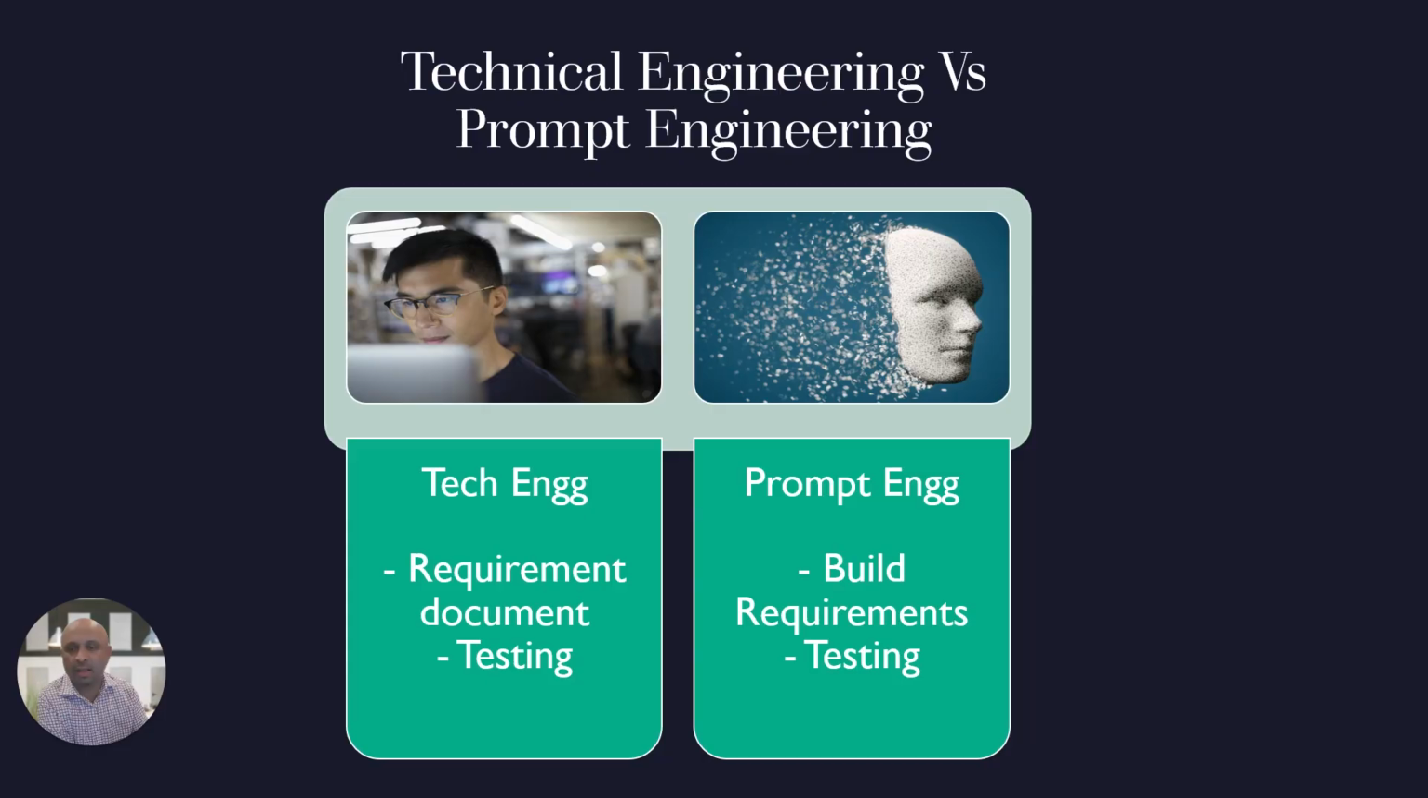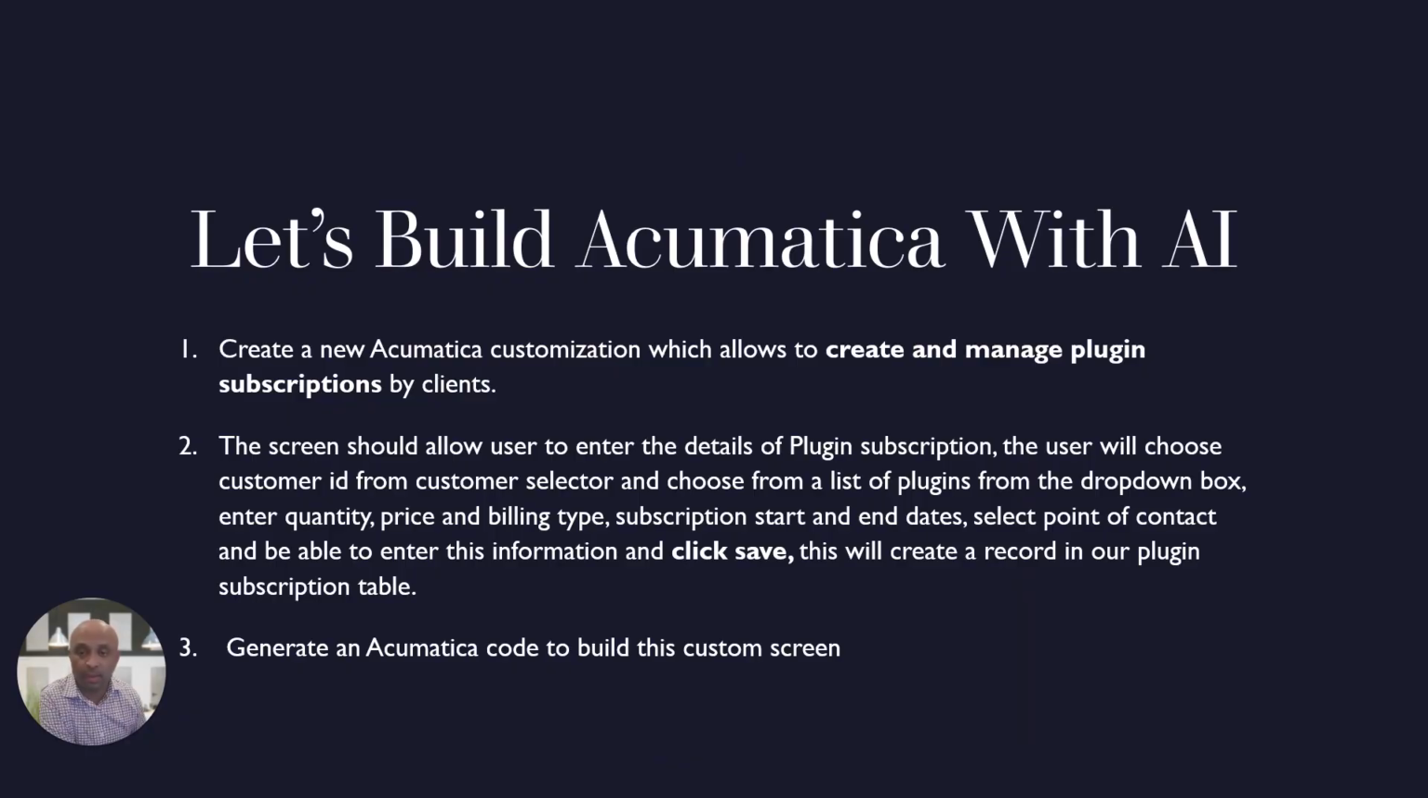And the screens and the validations. So you would still take that requirements document, which is valid, and you would feed that into the AI tool. By doing that, you are actually letting the AI generate the code behind for us. So let's build an Acumatica screen now with an AI.